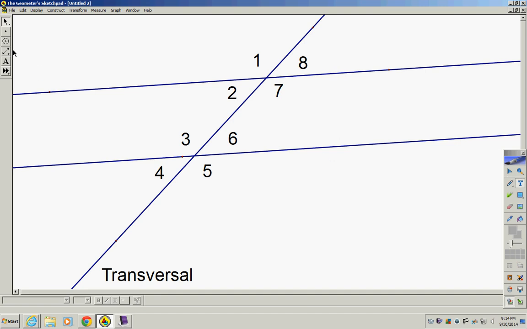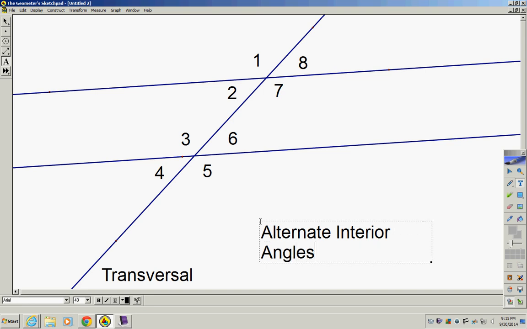Let's start with what are called alternate interior angles. Interior, what do you think that means? If you said inside, you would be correct.